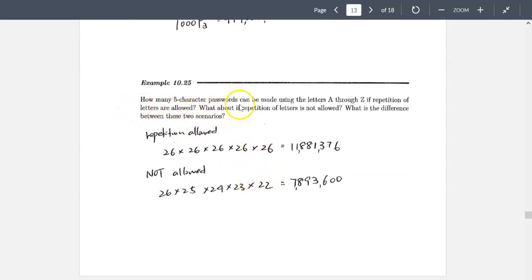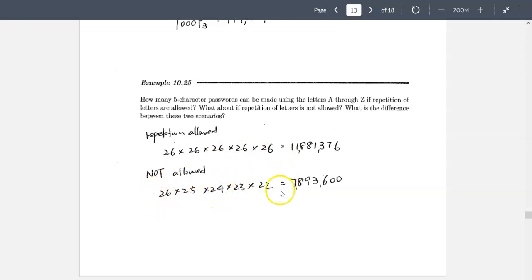Now, how many 5-character passwords can you make using the letters A through Z? If repetition is allowed, that means if you use the letter A, you can use A again. Then each time you have 26 choices. If you cannot repeat the letters, it'll be 26 times 25 times 24 times 23 times 22.